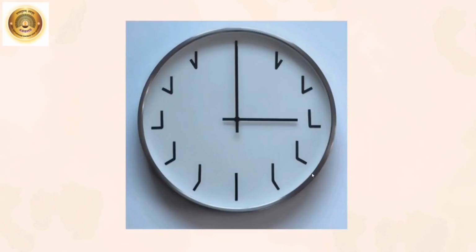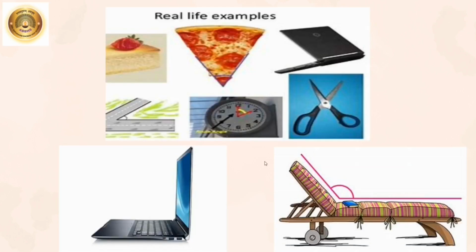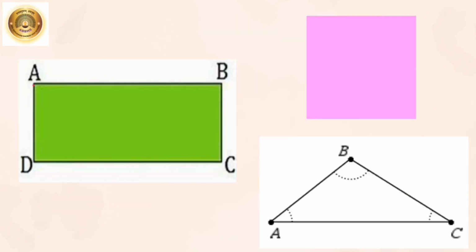Every time the hands of the clock move, a different angle is formed. In this picture, you can see the shape of the angles made by the hands of the clock at different times. These are other real-life examples where you find angles. You will find angles in these geometrical figures also. Say for example, in a rectangle you will find 4 angles, one in each of the 4 corners. Same way in a triangle you will find 3 angles.